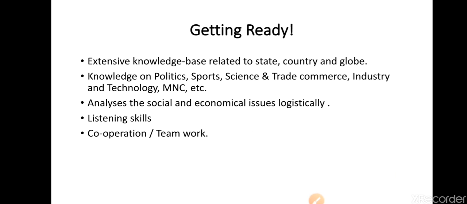And listening skills, the participants or candidates should have good listening skills also. People should be aware of and apply their listening skills, and they should know about cooperation, teamwork, how to adjust with the people.